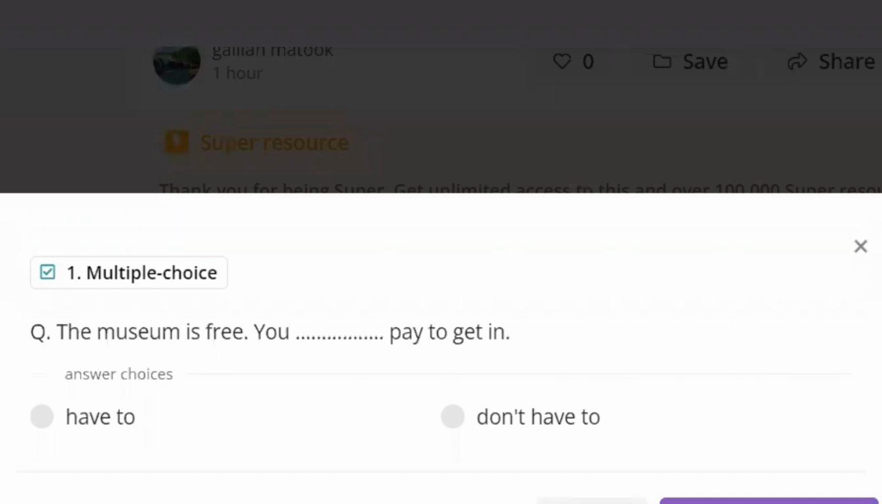Now, let's move to a very short test about necessity in general, about the three verbs: must, have to and need to. Try to concentrate well. I will help you, my friends. I will give you some choices. So, number one, the museum is free, so you dash pay to get in. You have to or don't have to. Here, I don't have a necessity. It's not important. So try to guess. Yes, don't have to. Excellent.